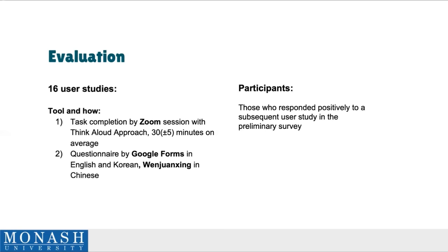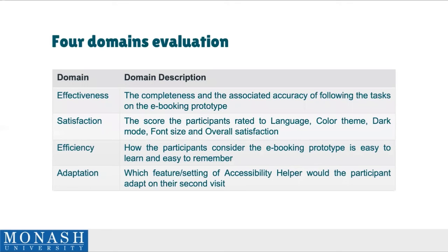Each participant was given the same task to complete. During the task, they were encouraged to think aloud. After finishing the task, each of them was given a questionnaire asking about the satisfaction with the prototype, the features they applied, and general information, etc. We divided 4 main domains to evaluate the user study: effectiveness, satisfaction, efficiency, and adaptation.